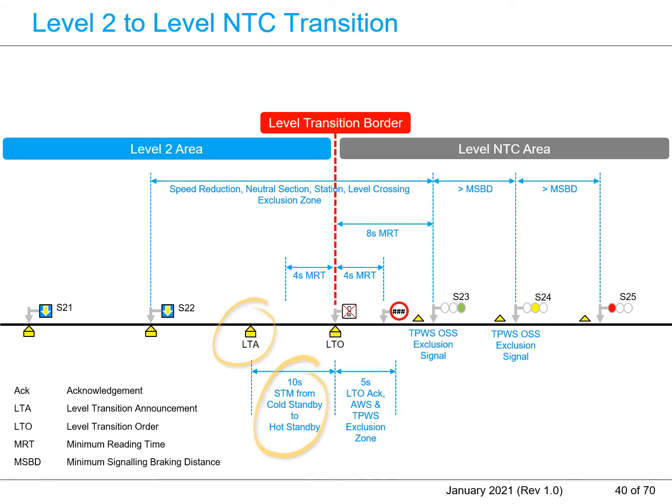The level transition announcement can be transmitted either from the radio block center or from the Balise group. Therefore, the LTA Balise group is optional when the LTA is transmitted from the radio block center. The LTA will be included in the movement authority message for the train to pass the RSPS-22. The distance between the LTA location and the LTO location requires to provide 10 seconds for the specific transmission module (STM) to change from cold standby state to the hot standby state.